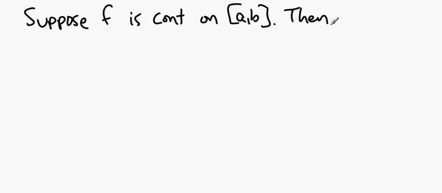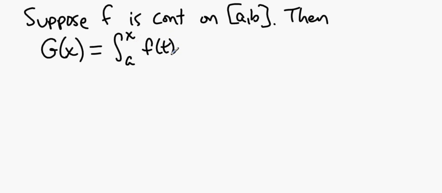Suppose that you have some function f and it's continuous on the closed interval ab. You already know that there's this area function. We're going to call the area function capital G. And capital G is going to be the integral from little a to x of little f of t dt. And we know that this exists. This is the area function. And the area function is that thing that we built in previous lessons whose derivative is little f.